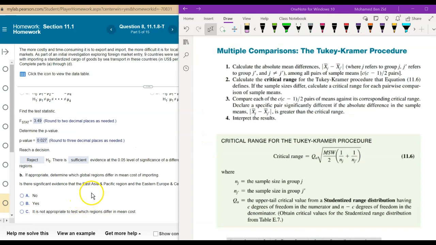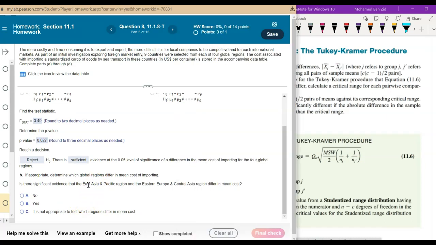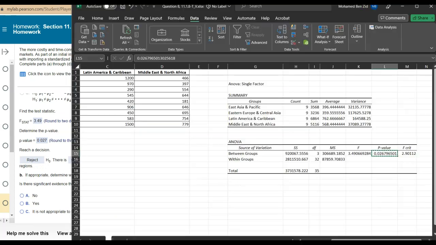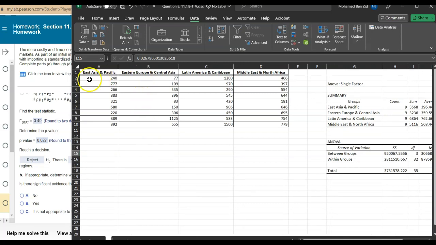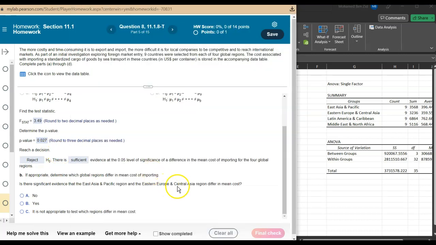So in this question, since they are asking about the East Asia and Pacific region and the Eastern Europe and Central Asia region, whether they are different or not, you are supposed to do the test. We are comparing basically the East Asia and Pacific column and the Eastern Europe and Central Asia column, so mu1 and mu2, whether they are the same or not.